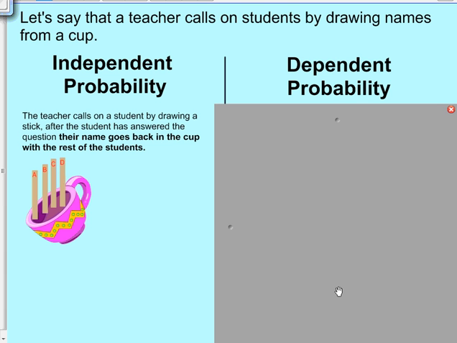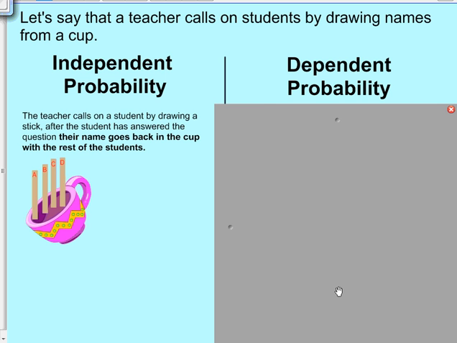All right, today what we're going to be talking about is independent and dependent probability. We've worked a lot with independent probability, so we're just going to quickly go over that again, but then we're going to dive into dependent probability and how that differs from the independent.